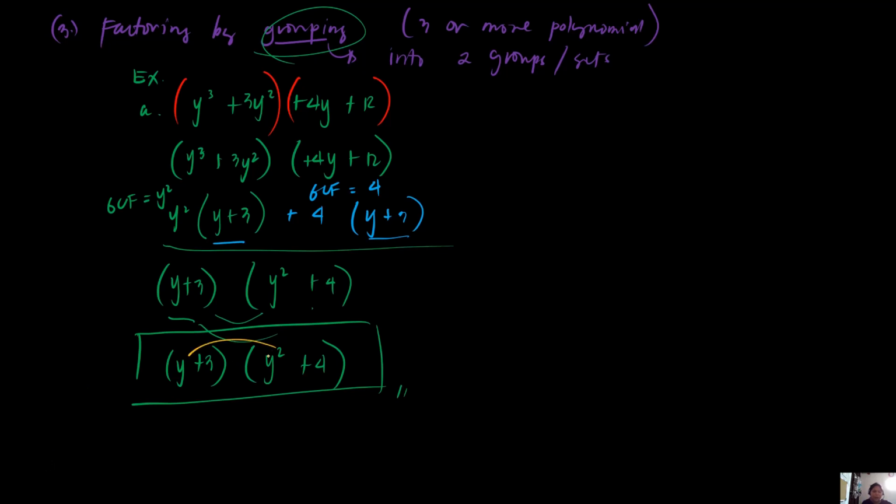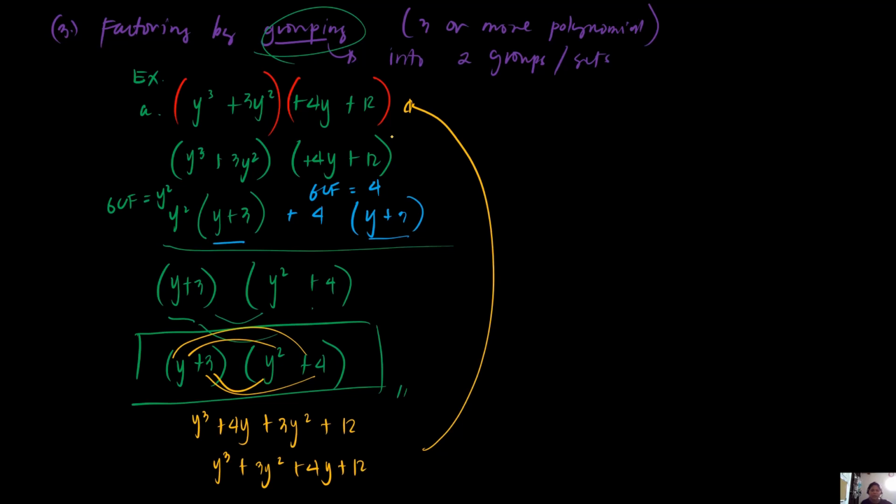Y times y squared, y cubed. Y times 4, we have plus 4y. 3 times y squared, we have plus 3y squared. 3 times 4, we have 12. Arrange them in order. In standard form, we have y cubed plus 3y squared plus 4y plus 12. Bumalik tayo dito, class, sa original. Okay, so therefore, that is the final answer.